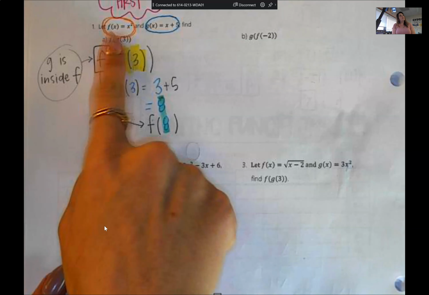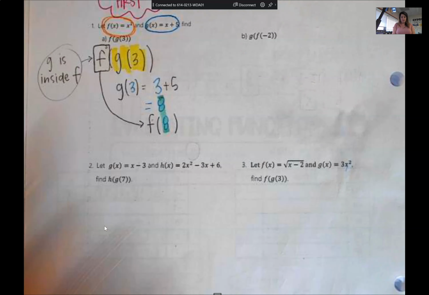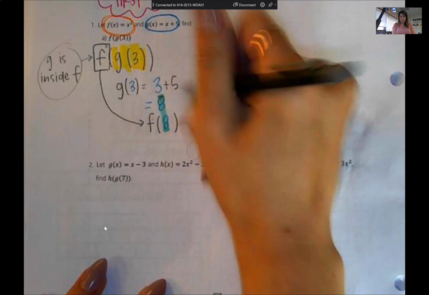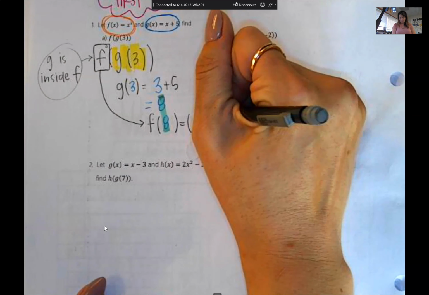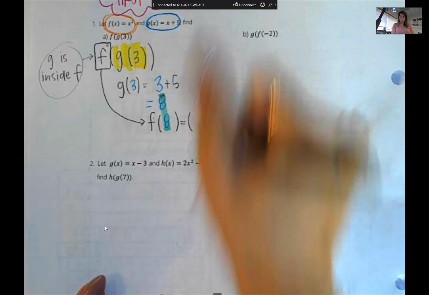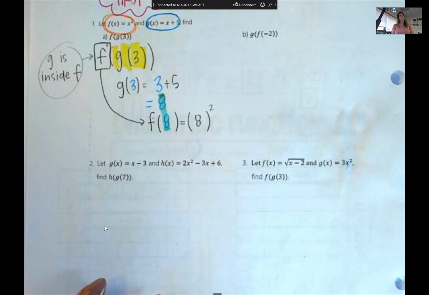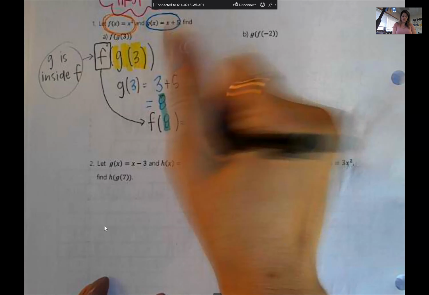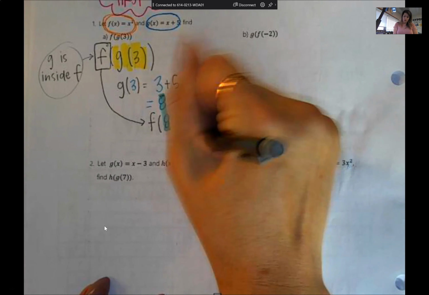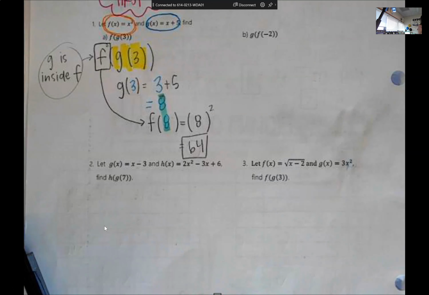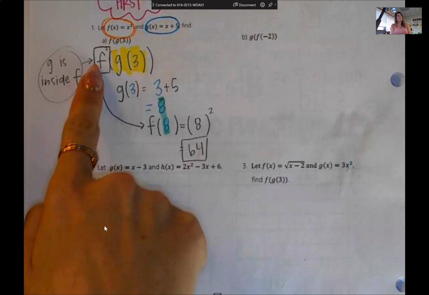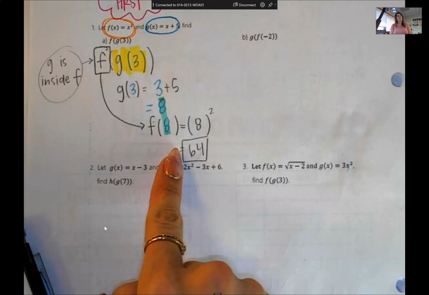Well, f was x squared. So what I do on this one is I take that 8 and I square it. So what is 8 squared? 64. So we've done two separate functions here. We found the function of g at 3 and then plugged that result into this outside letter, which is f.